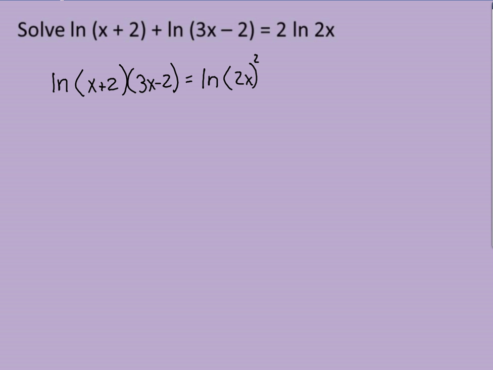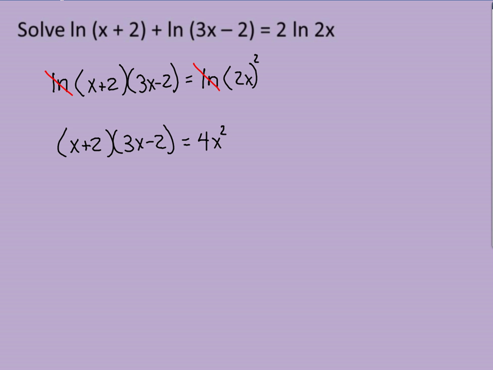Now since we just have an ln on both sides, this is a log with the base e. Those are both the same bases. Our ln's can cancel. And we're just going to be left with x plus 2 times 3x minus 2 is equal to 2 squared is 4, x squared gives me x squared.